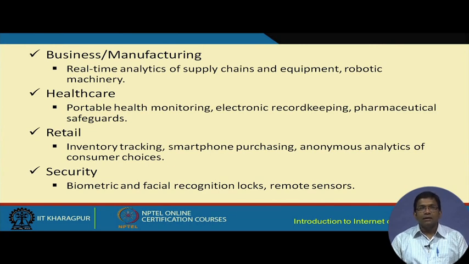Security is another: biometric and facial recognition, then remote sensors and so on, fingerprinting based or face recognition based or iris recognition based. These technologies can be connected and used with the help of IoT. This sort of security mechanisms can be developed.